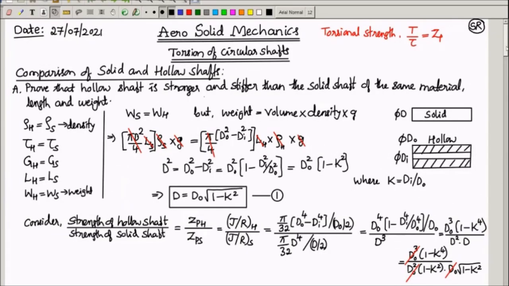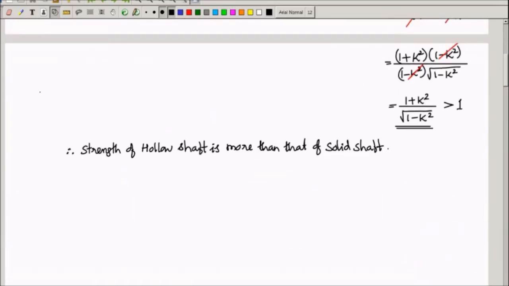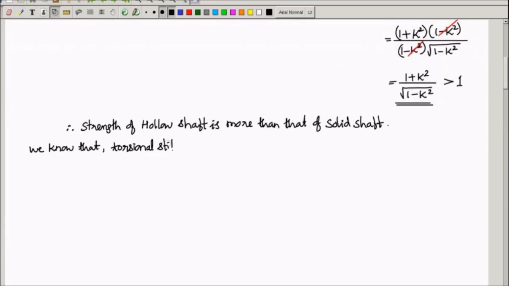Now we have to prove that hollow shaft is stiffer than the solid shaft, for which we need the definition of torsional stiffness. We know that torsional stiffness is defined as TS is equal to T by theta. Torque per unit angle of twist is called torsional stiffness, which is actually GJ by L. This also we know already.